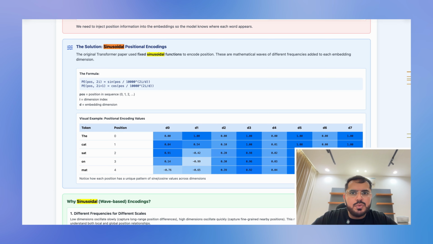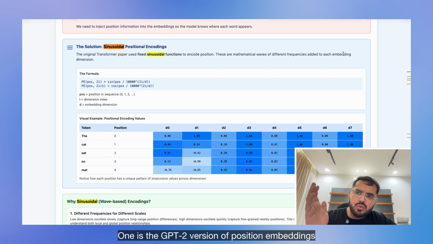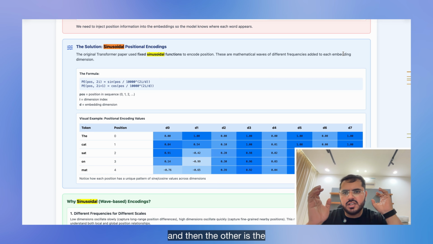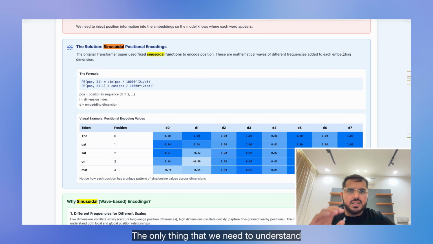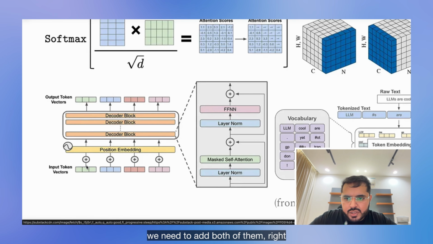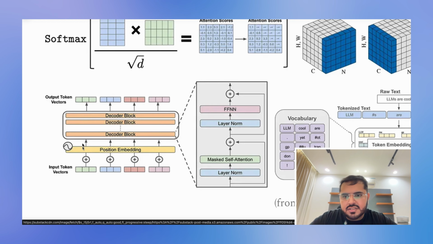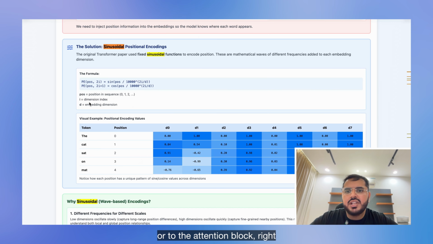I think that's enough about positional embeddings. We have seen two versions: the GPT-2 version and the Attention Is All You Need version. No matter which version we are using, we need to add both of them. Let's say this is embedding vector E, and this is embedding vector P. E plus P will make something we can call Z, and that is going to be the input to the attention block.